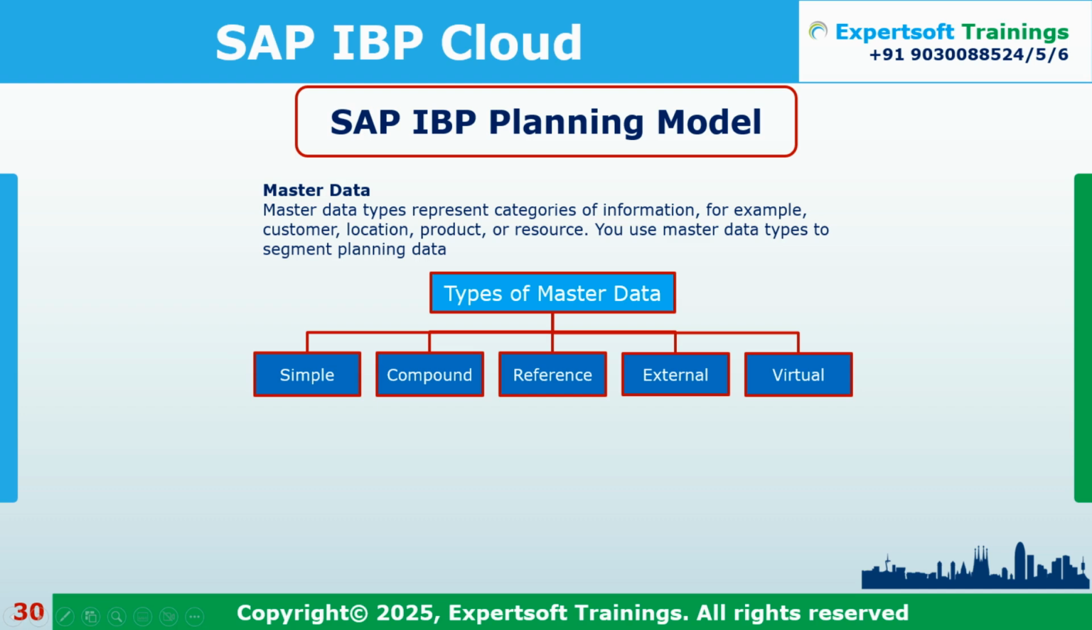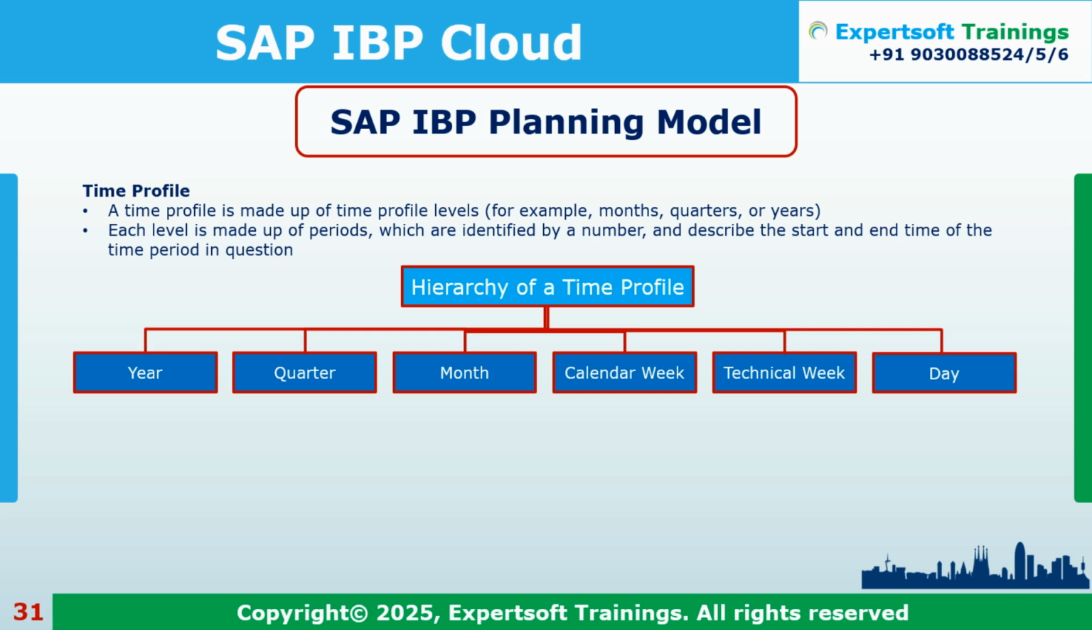So now let us move on to the next, that is the time profile. A time profile is an object where you will define the horizon which you are going to consider for your planning and the hierarchies which you want to have in your planning. The hierarchies can be a day, week, calendar week, month, quarter, year, and everything. So from 2023 to 2029, this is the horizon I'm going to consider for my planning. Then you need to create your time profile with that horizon.